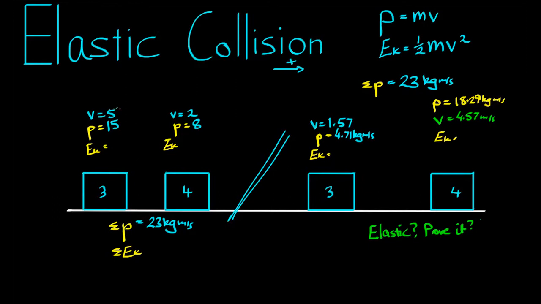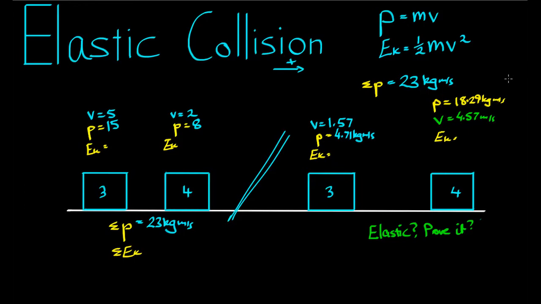And we see that this block goes from 5 meters a second to 1.57 meters per second. Meanwhile, if you are in front of someone in a bumper car and they slam into the back of you, you would expect to be accelerated forwards. And this block experiences that. It was moving at 2 meters a second, and now it's moving at 4.57 meters per second.